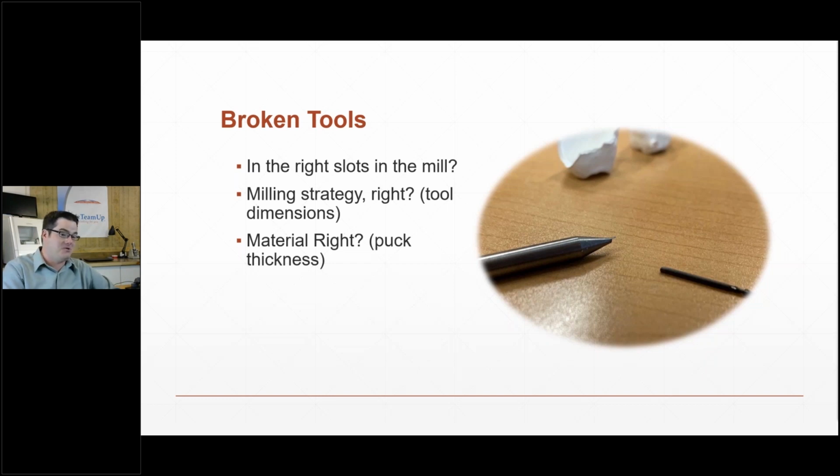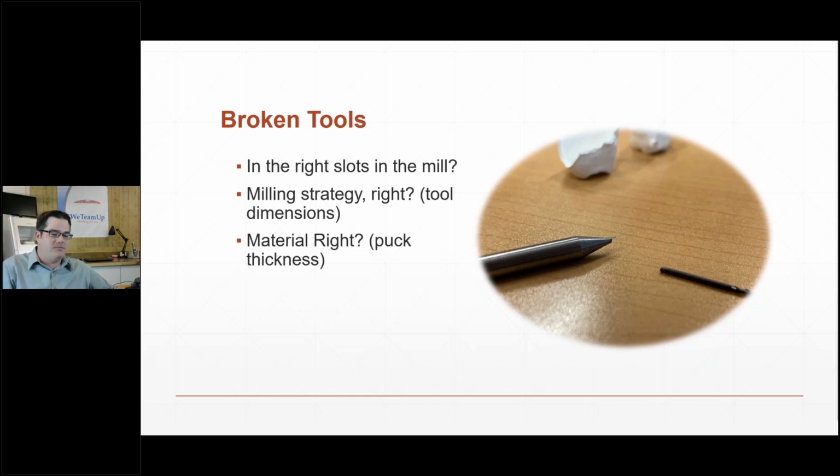And then finally, broken tools are always fun. The biggest thing, make sure they're in the right slots. If your machine's expecting a 2 millimeter tool and it picks up a 1 millimeter tool, it'll break it, guaranteed. Doesn't matter what tool it is. And then you want to make sure that the milling strategy is validated with the tool. If you use a tool that's not validated, the CAM software might not know the actual shape of the tool, and you can get impacts either with fixturing material or the actual part you're milling. And if a tool is impacted from the side while it's milling, it'll certainly break.